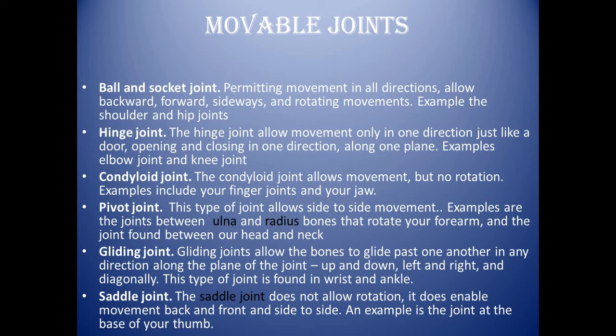Fifth is the gliding joint. Gliding joints allow the bones to glide past one another in any direction along the plane of the joint: up and down, right and left, and diagonally. This type of joint is found in the wrist and ankle. Saddle joint. The saddle joint does not allow rotation. It does enable movement back and front and side to side. An example is the joint at the base of your thumb.